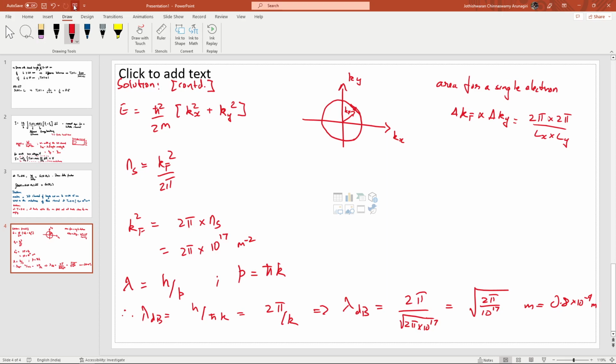Yes. So now it's correct. So now this comes out to be not 0.8 but 8 nanometers. So this approximately comes out to be 8 nanometers. So that is the de Broglie wavelength. So now that that is known, how do we calculate the conductance?